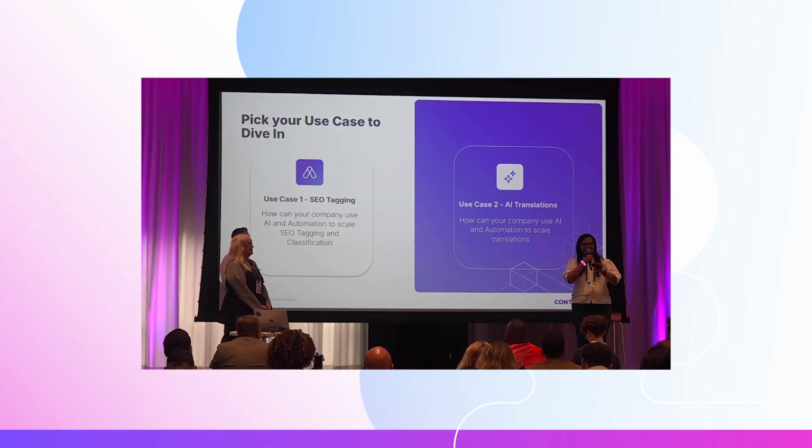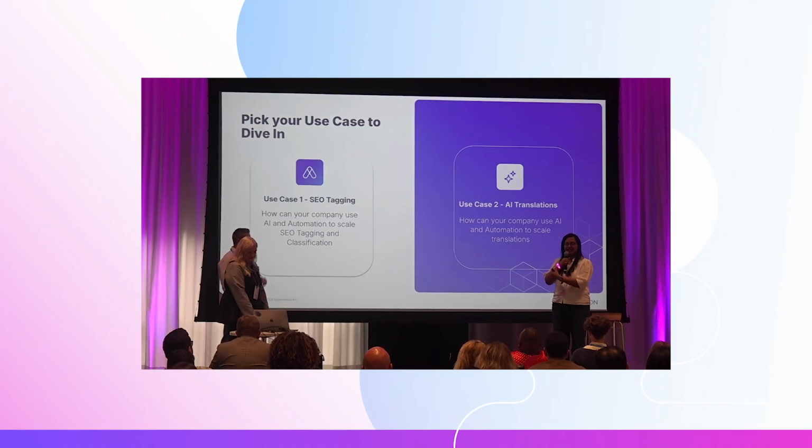Picture one of your use cases, right? You can pick one of these use cases in the context of your own world, your own business. Maybe think of how your company can use AI and automation to improve SEO tagging, or use AI translation to make things better. Maybe one of these is relevant for you, or maybe it is something else that is more pressing in your world. So picture whatever it is, and we'll go through the next slide.